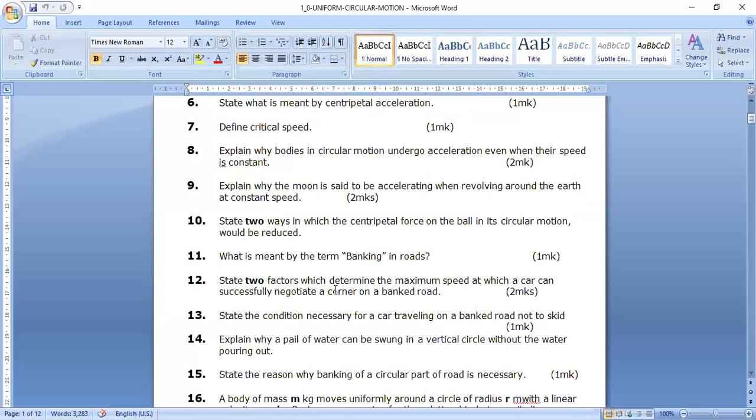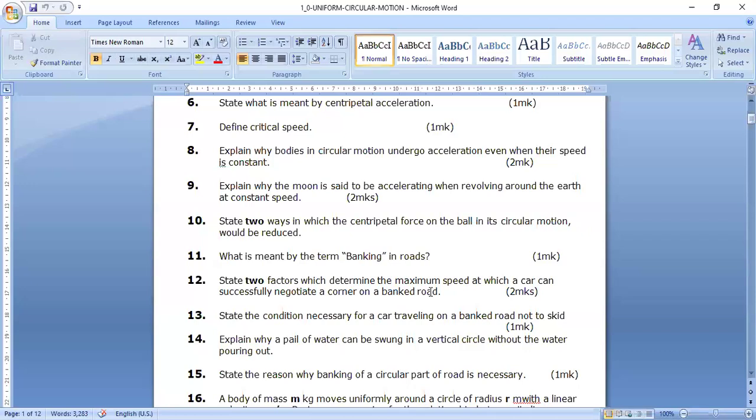State 2 factors which determine the maximum speed at which a car can successfully negotiate a corner on a banked road. So this is testing on what are the factors affecting the critical speed, because this maximum speed is critical speed. So that speed V equals the square root of RG tan theta. So we have 3 factors.